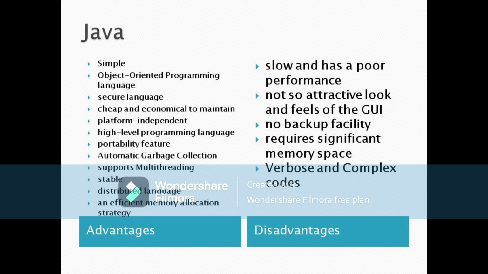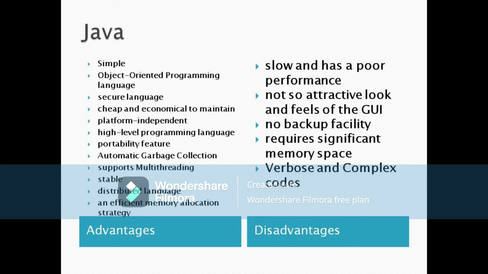Then the second advantage we have is that Java is an object-oriented programming language that will help to enhance the flexibility and reusability of the code, right? We can easily reuse the object in any other program.